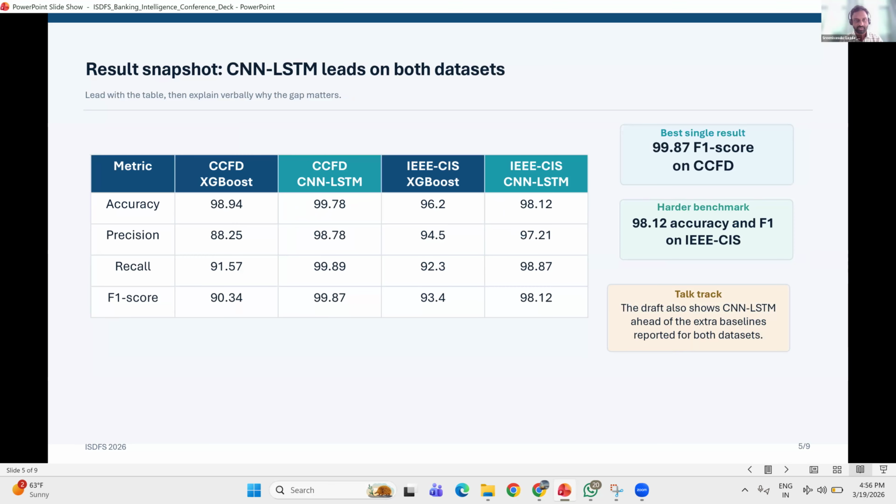Here the table clearly shows that XGBoost on CCFD is giving 98% accuracy, whereas CNN LSTM on CCFD, which is our model, is giving 99.78%. It gives the best single result, a 99.87 F1 score on CCFD, and on the harder benchmark, 98.12 accuracy and F1 on IEEE. I can say CNN LSTM is way ahead compared with other models.